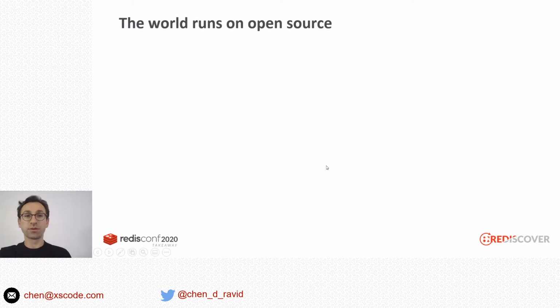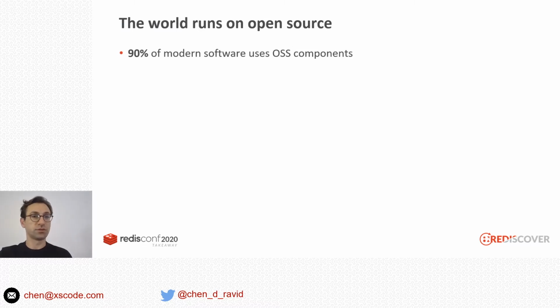So open source is everywhere. The world runs on open source, as we like to say, and 90% of modern software uses open source components. Sometimes these components can make up to 70% of the code base, and I've personally even seen more.